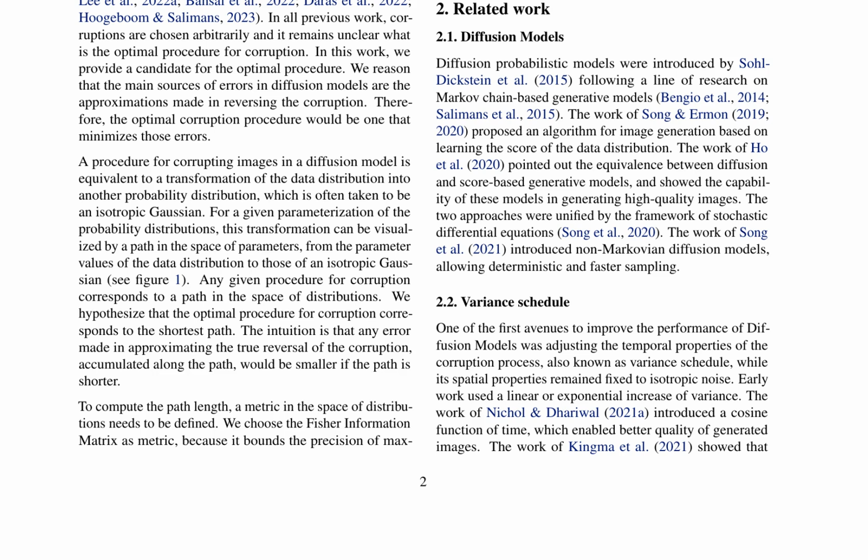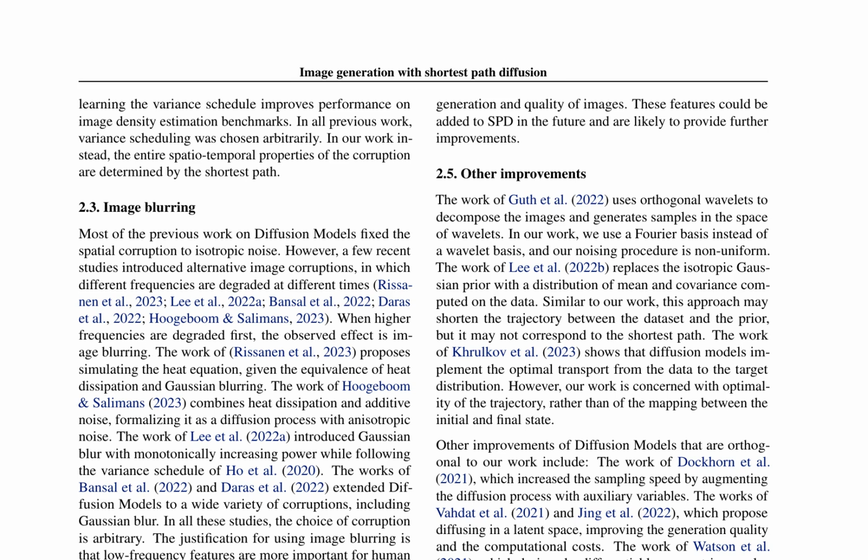This research builds upon existing knowledge, providing insights into the optimal design of corruption procedures and their impact on image generation. The proposed approach offers a significant advancement in diffusion models, providing a principled method for minimizing errors in corruption reversal. This research has important implications for the development of high-quality image generation models, with potential applications in computer vision, graphics, and beyond.